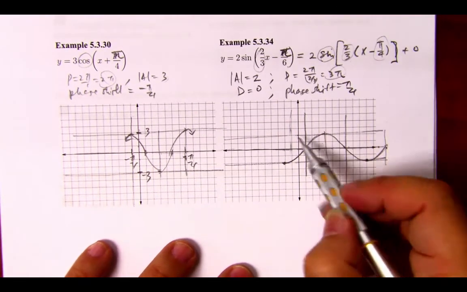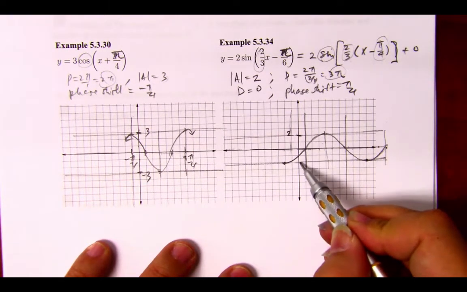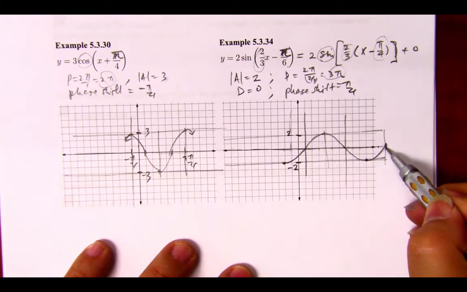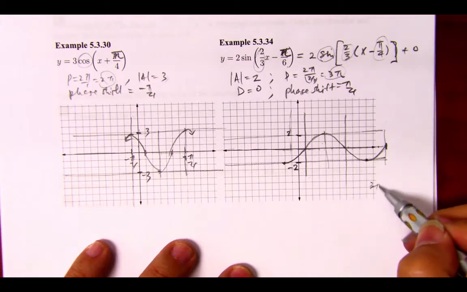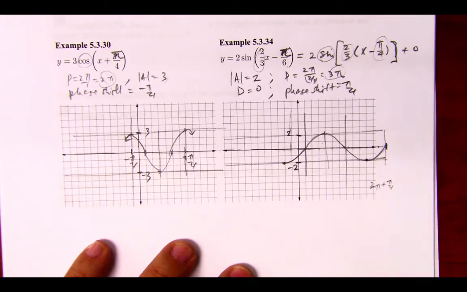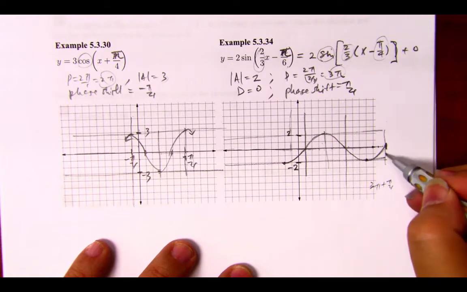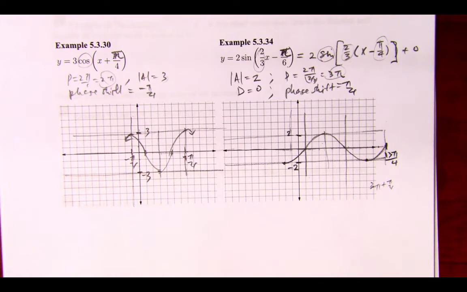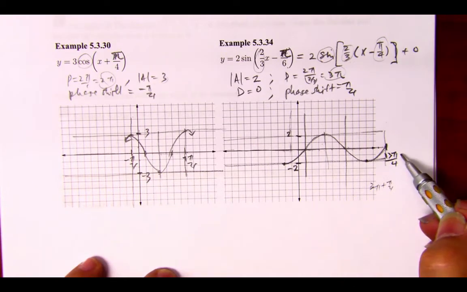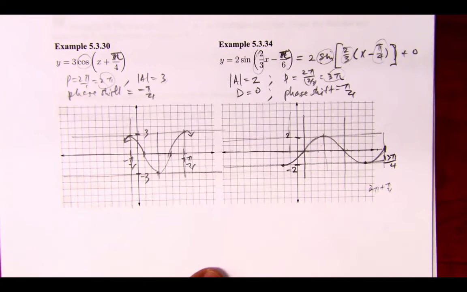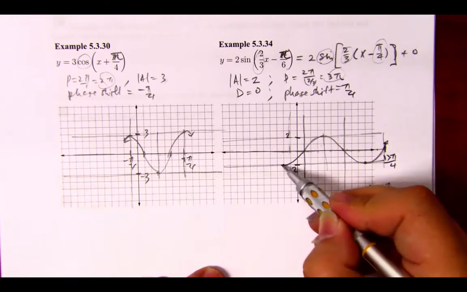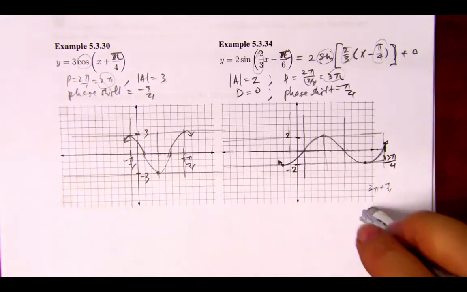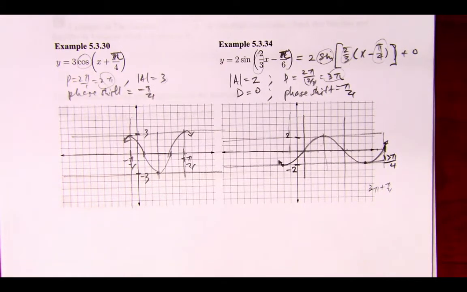So this I know is 2. That over here is minus 2. And then that right there is 3 pi plus pi over 4, so that is 13 pi over 4. As long as you indicate the x scale and the y scale, we're good. And put an arrow over there to show that it will continue in this particular pattern.